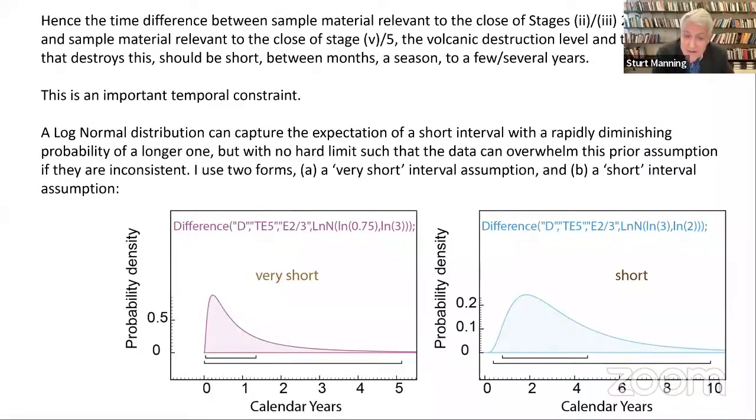And the alternative is the very short, which means it most likely happened in a period of a couple of months. It might have happened at 68.3%, probably a bit over a year, and it might just possibly have made 95.4% probability of about 5 years. So we have to constrain the dates within those assumptions. But by using a log normal distribution like this, if the data doesn't agree, it can overwhelm this prior. It's not a fixed prior like using a uniform assumption.